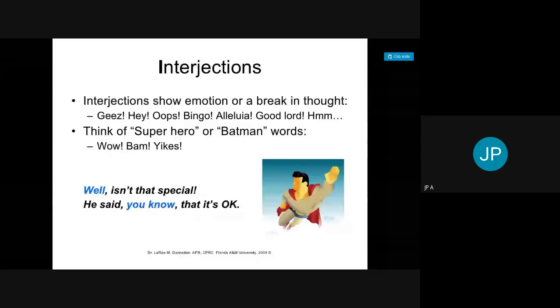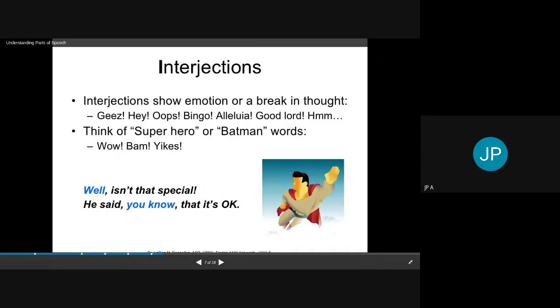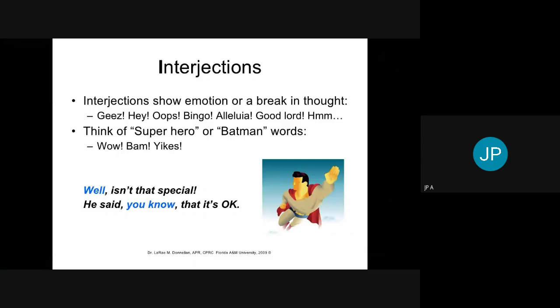So in VAIN CAP, the I is interjection. Interjections indicate emotions or a break in thought: sudden feelings. What kind of sudden feelings? All kinds of sudden feelings: happiness, sadness, surprise, wonder, victory, hatred. All these sudden feelings can be indicated by different kinds of interjections.